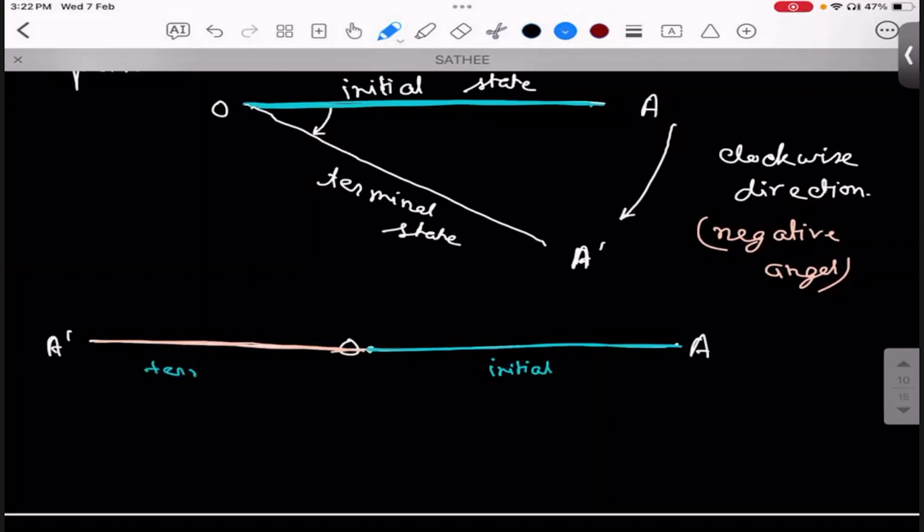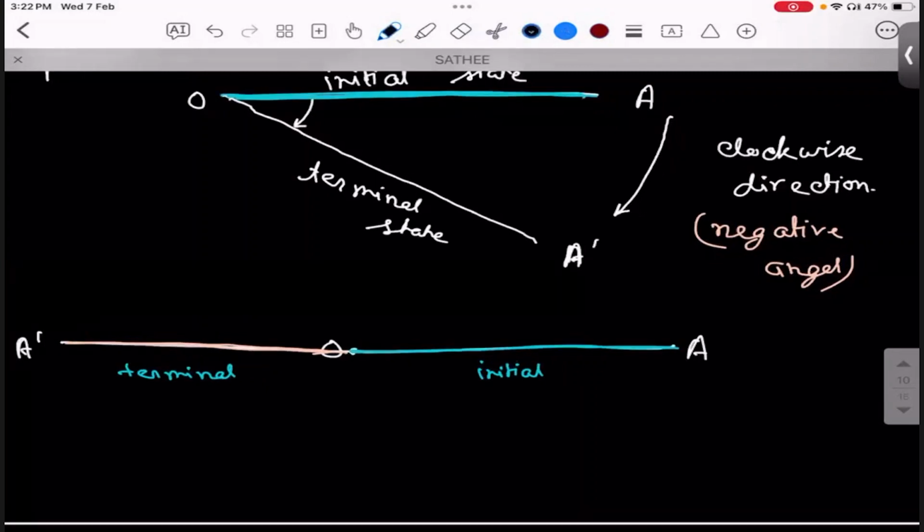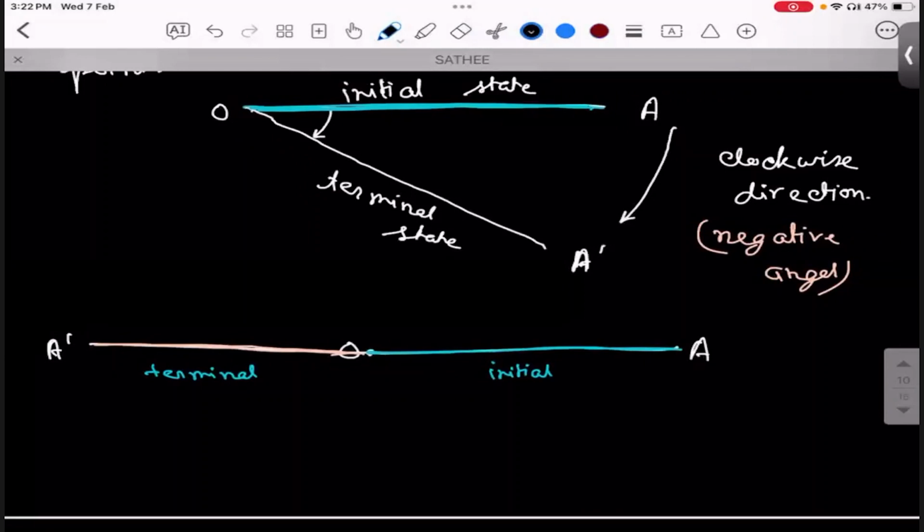This is our terminal. So in this case, depending on our scenario or depending on our requirement, we can measure the angle along this direction or this direction. Okay, so if you approach from both sides, along the clockwise direction or anti-clockwise direction, you will get the same measurement. So in this case, both will be same.